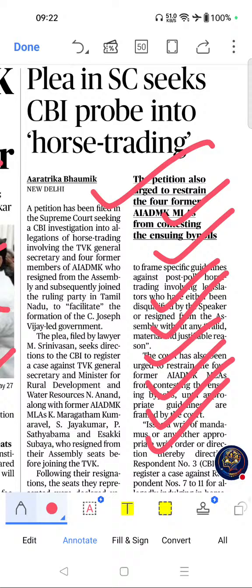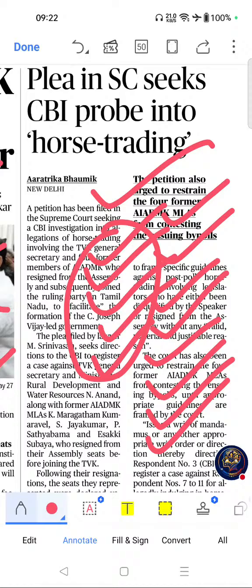The key themes related to this topic are Article 142, horse trading, electoral integrity, judicial review, and political ethics. These are the key themes related to this topic. And possible question areas from this topic are: Article 142 is very important. Please make a note of it. And writ of mandamus and CBI jurisdiction. Please go through this topic.